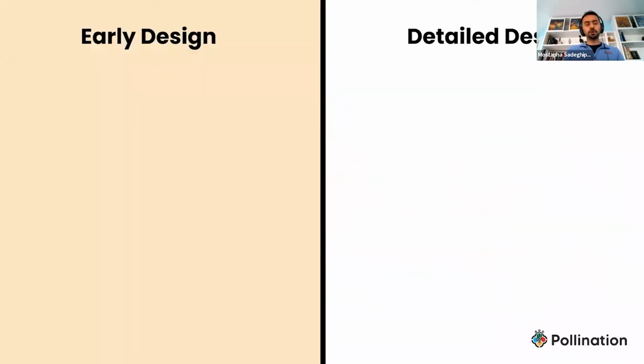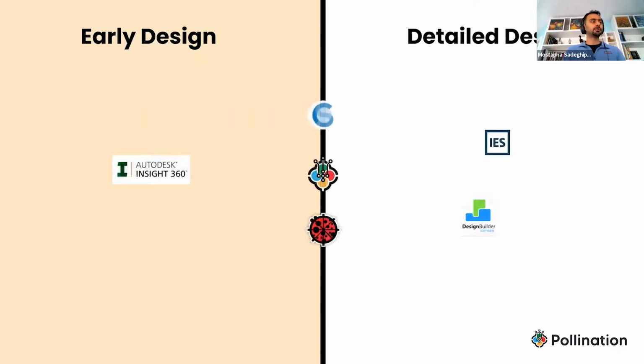The other thing that we want to end with Pollination, or help to end, is the divide between the early design tool versus a detailed design tool. So we want you to be able to use it during the process, and it evolves basically with your needs. So that's another offering of Pollination.